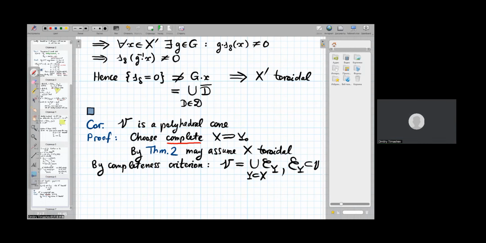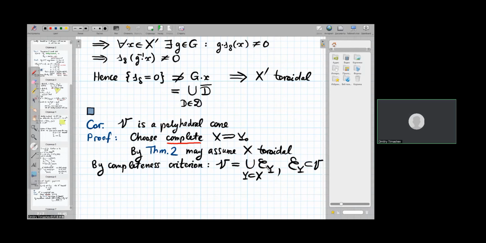Completeness means that the color reference covers the whole valuation cone. Yes, this is our completeness criterion, which we have proved some time before. So completeness means that this cone is included in this union.